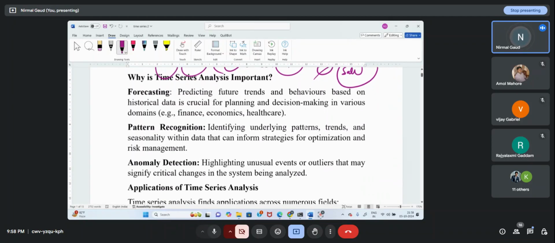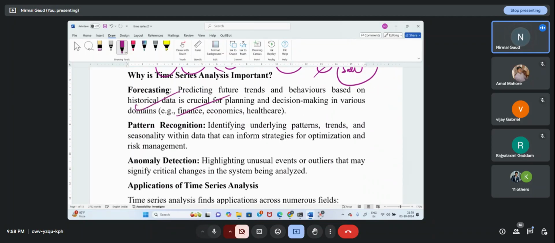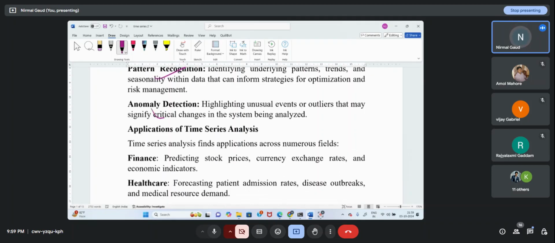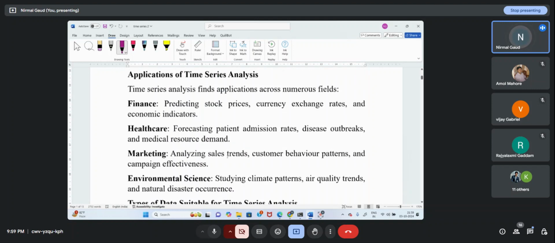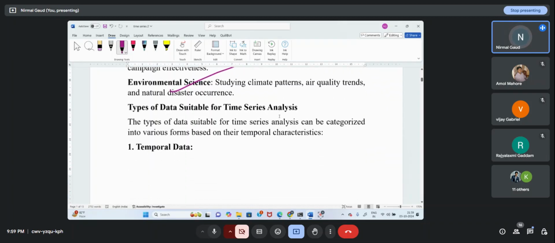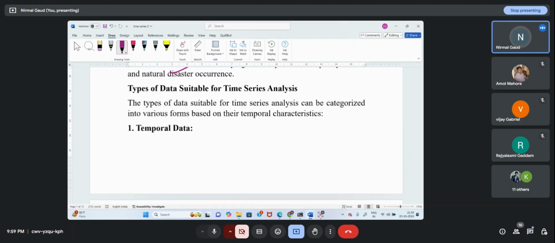Okay, so we need to forecast, predict the future on the basis of historical data to find the pattern. We need to identify the anomaly in the data. We need to identify the outlier in the data. The applications of time series are in many areas, as I told: finance, maybe healthcare, marketing, environmental science. And the types of data suitable for time series are temporal data.